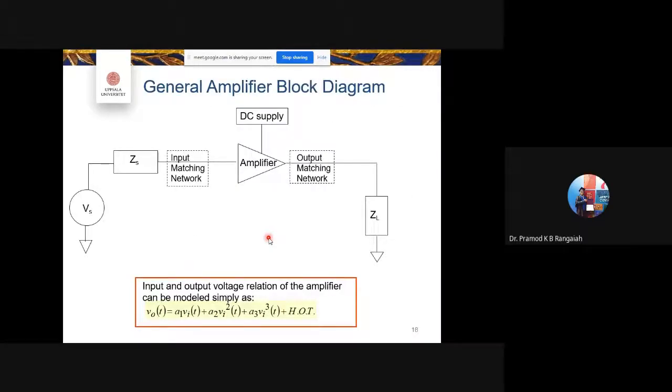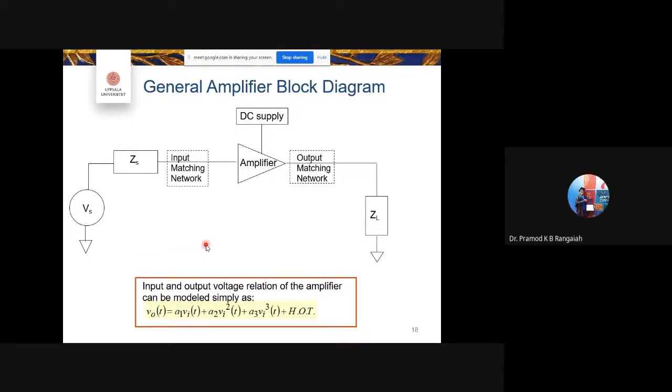If I'm talking about the general block diagram, this is a completely theoretical thing. For an amplifier, we'll have one transistor with a bias circuit. We'll have a DC supply. Input and output matching should be done. And we have to consider the source impedance and load impedance, and that's it. It's quite simple when you're talking about your block diagram.